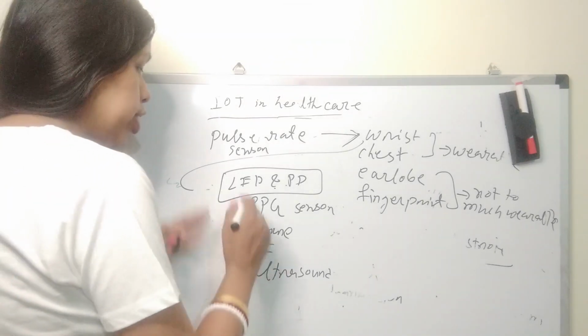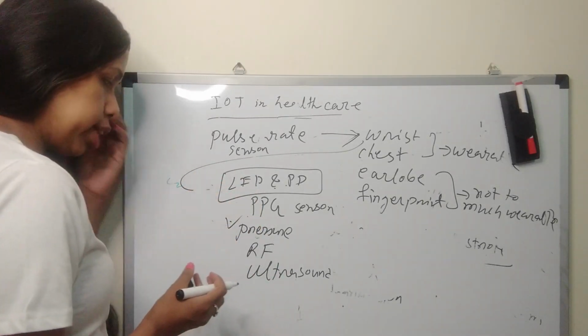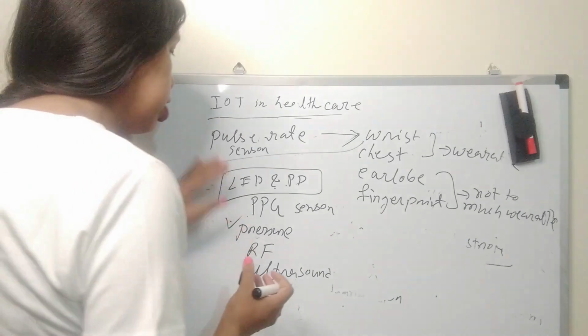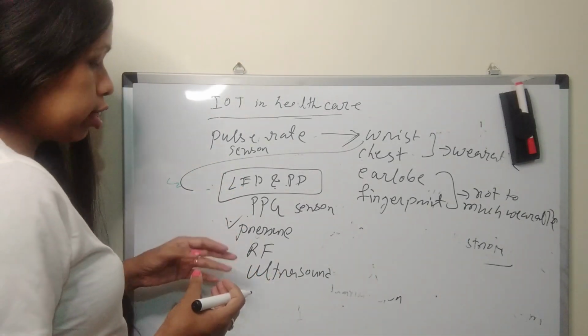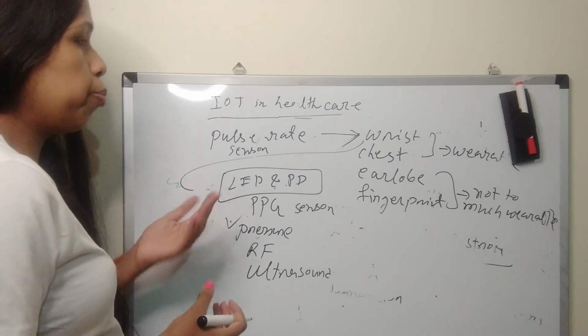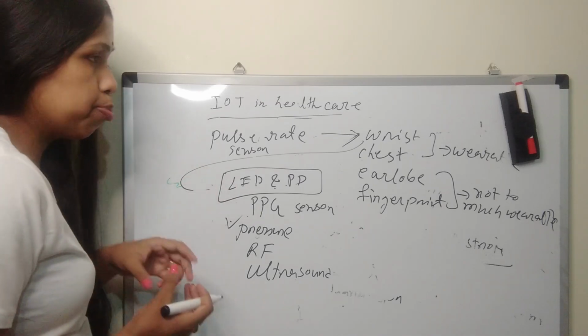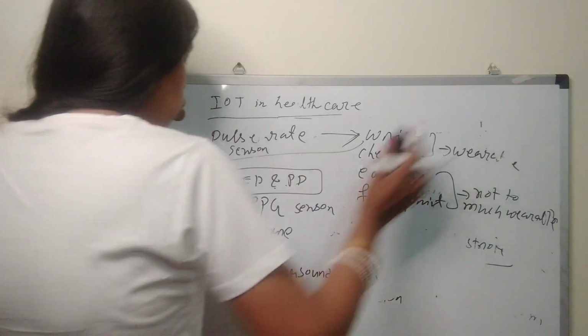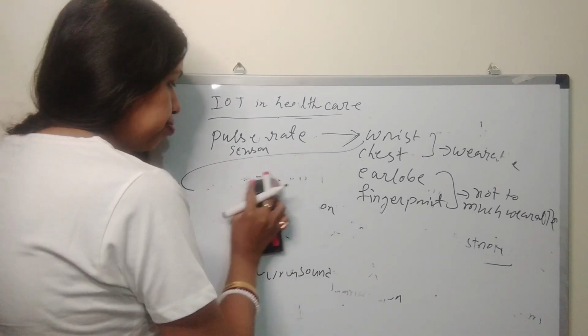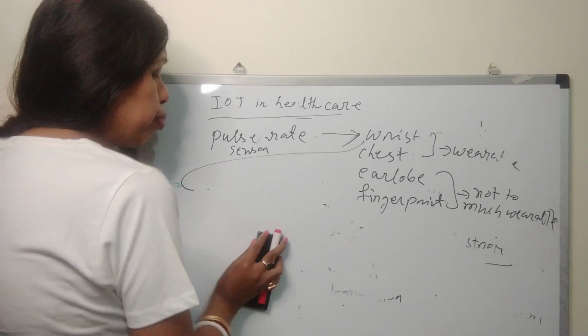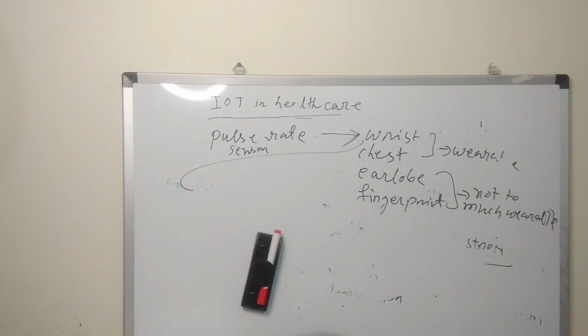Now come to the pressure sensor. Two topics I am going to discuss: this one I have discussed, and this one I will discuss now. RF and ultrasound sensors can also be designed for pulse rate measurement. So this is called the PPG sensor. Now come to the pressure sensor. How does the pressure sensor measure the pulse rate variation?